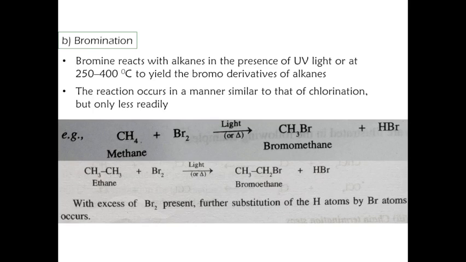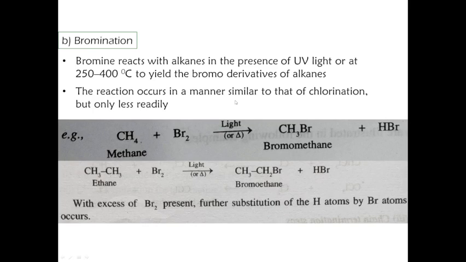As you know, chlorine is more reactive than bromine, so the chlorination reaction can take place more readily as compared to bromine, even at rigorous conditions. So when you want to do the bromination reaction, you have to give more rigorous conditions. This reaction takes place in the presence of UV light or at a very high temperature, 250 to 400 degrees centigrade, to yield the bromo derivative of alkanes. The reaction occurs in a manner similar to that of chlorination, but less readily.